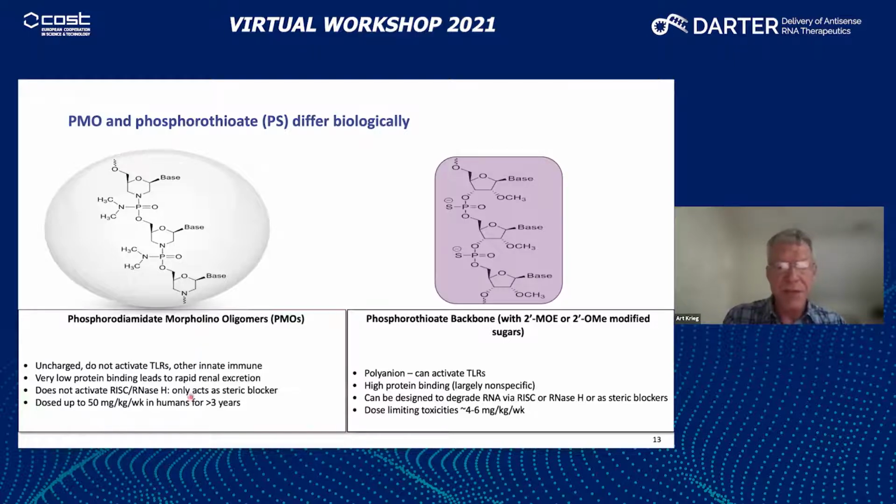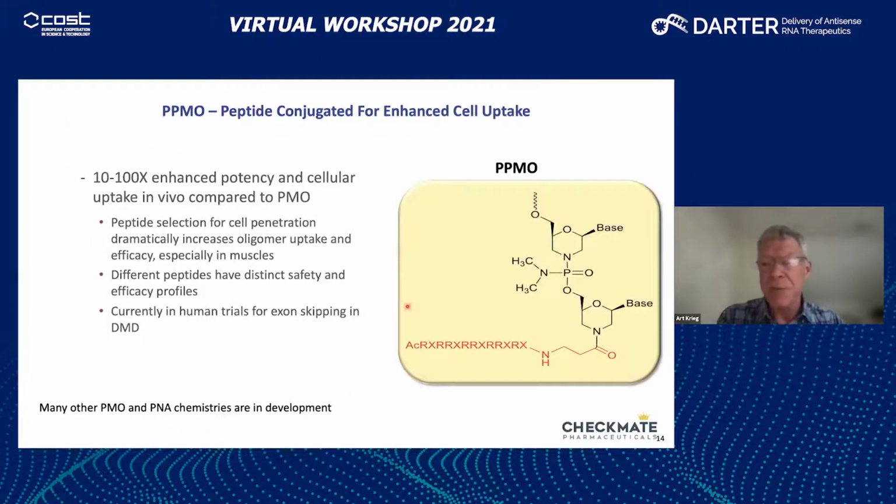On the other hand, because these don't activate RISC, of course, you can only use them as steric blockers, but it's possible to dose them to a very high level. Now, one of the modifications of PMOs that is trying to build on the safety of the backbone and improve delivery are the peptide conjugated PMOs, where you add a peptide on, a cell-penetrating peptide. Of course, the peptide may introduce toxicities, and that was certainly one of the issues initially when the first PPMOs were taken into primate safety testing. Kidney toxicity was an issue.